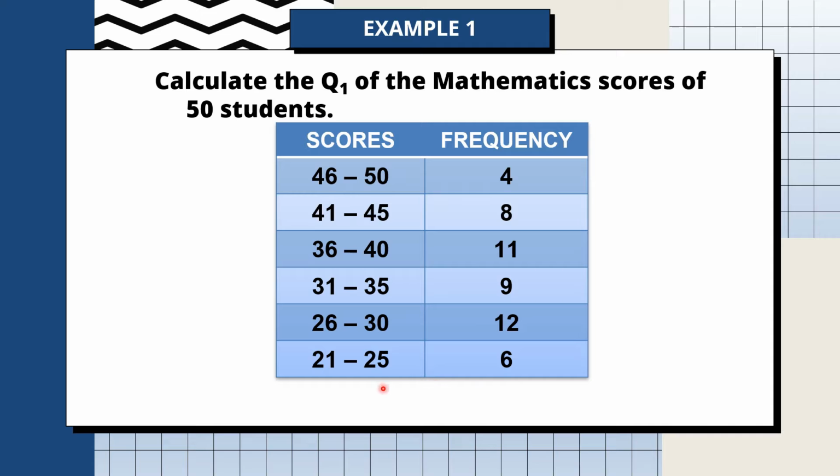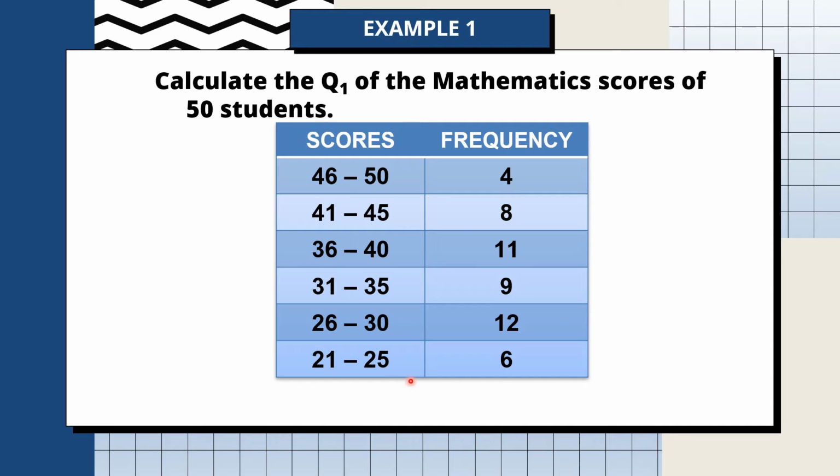So, anong ibig sabihin itong mga scores na to? It means, ito yung mga class intervals natin. Meron tayong 6 na class intervals. Yung nasa left side, ito yung mga lower limit. Tapos yung nasa right side natin, ito yung mga upper limits.